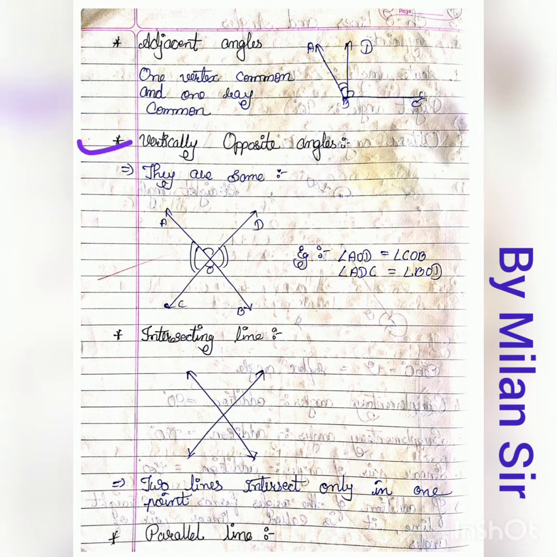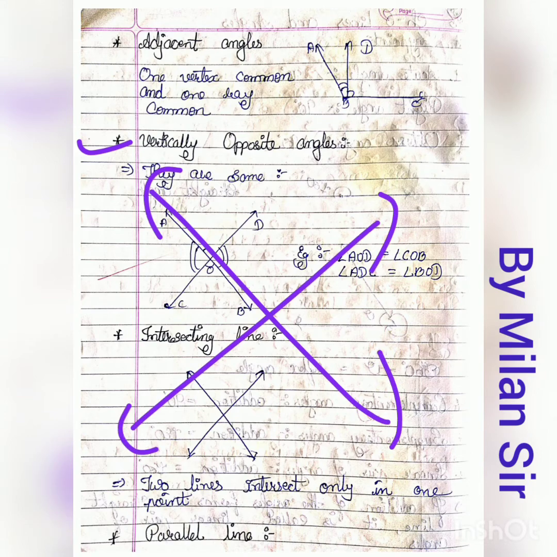After that, vertically opposite angles. They form an X shape, and vertically opposite angles are equal.